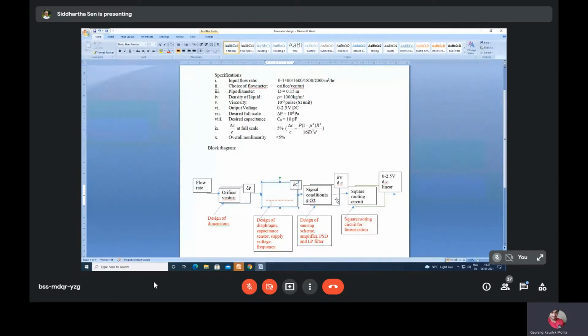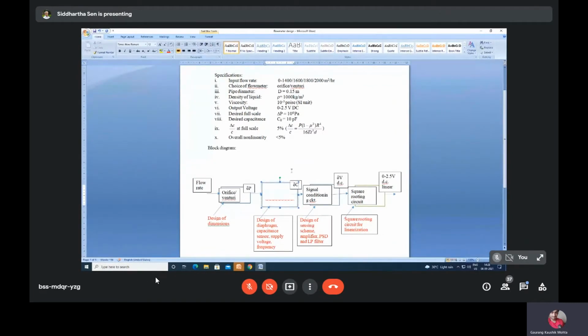But you may simulate the signal conditioning circuit or square rooting circuit. So we can say, if the flow rate is varying between 0 to 1600, what would be the delta C variation and what is C0. And for that, you may try to simulate the signal conditioning circuit and the square rooting circuit. But the mechanical part is difficult to simulate in the same way. Okay. So is the design just limited to theoretical design?